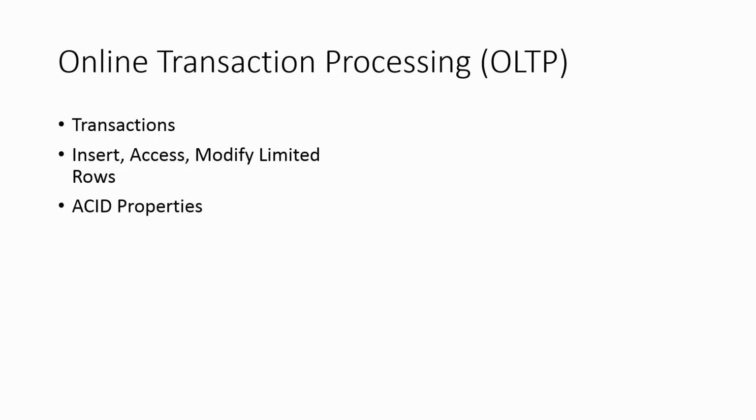Let's start with OLTP, or online transaction processing systems. These are systems that are devoted to performing transactions. Transactions are queries that insert, access, or modify a limited number of rows in a database. These transactions typically follow ACID properties, which is that these transactions must be atomic, consistent, isolated, and durable.